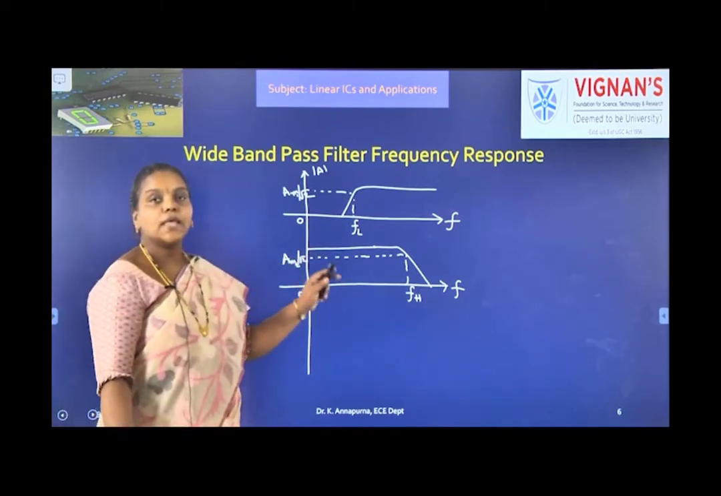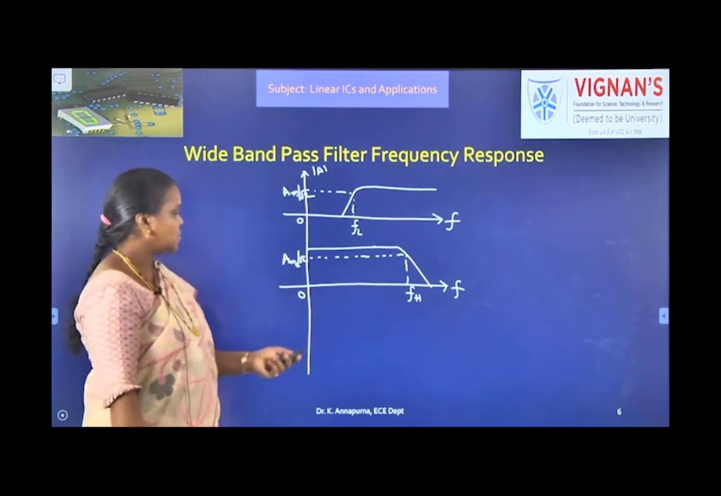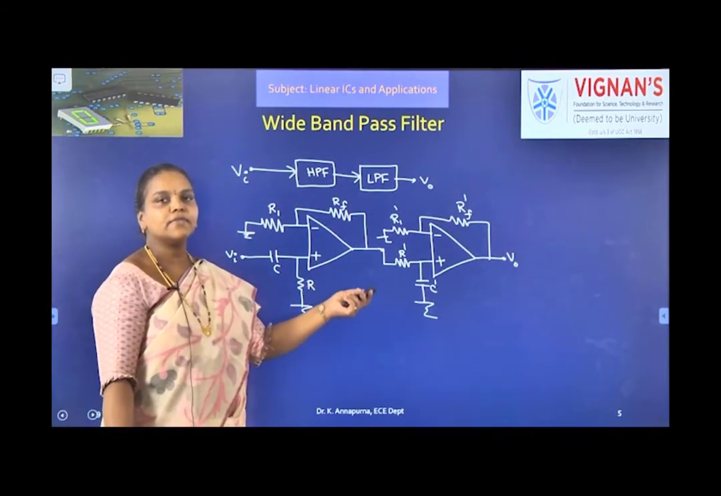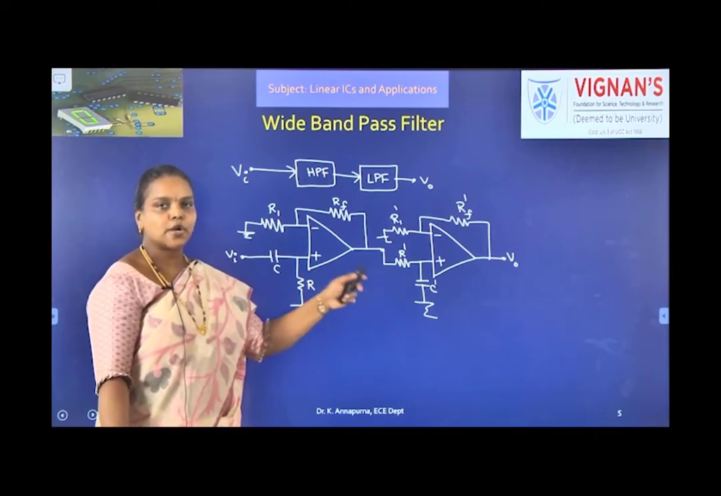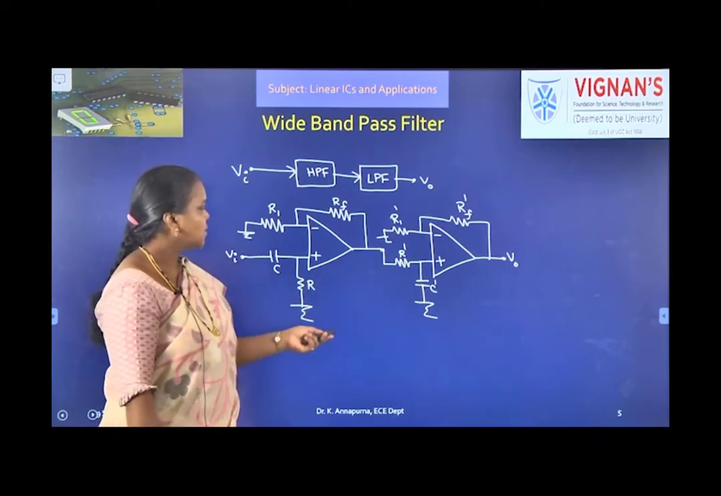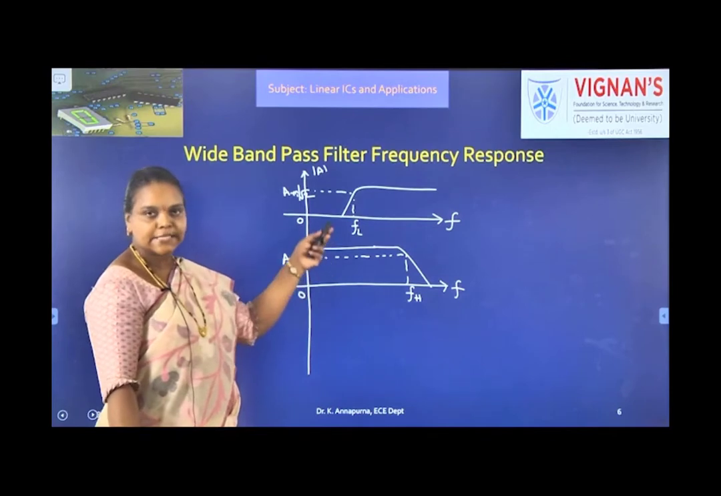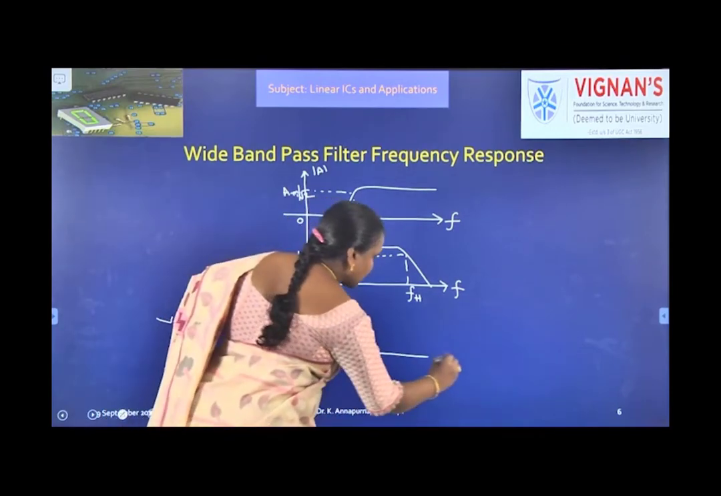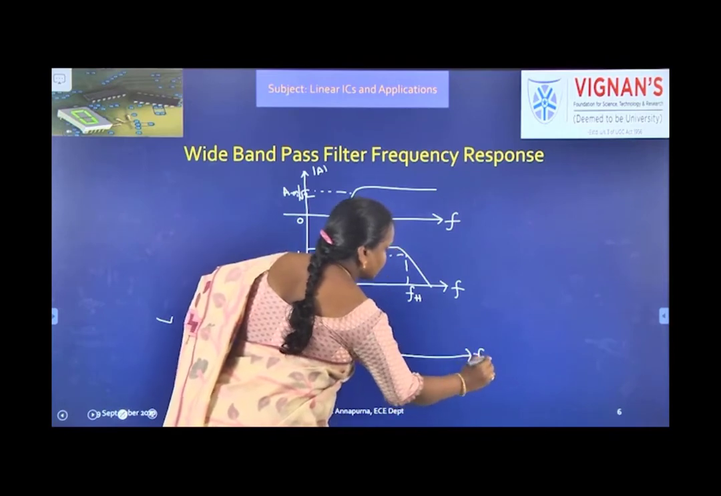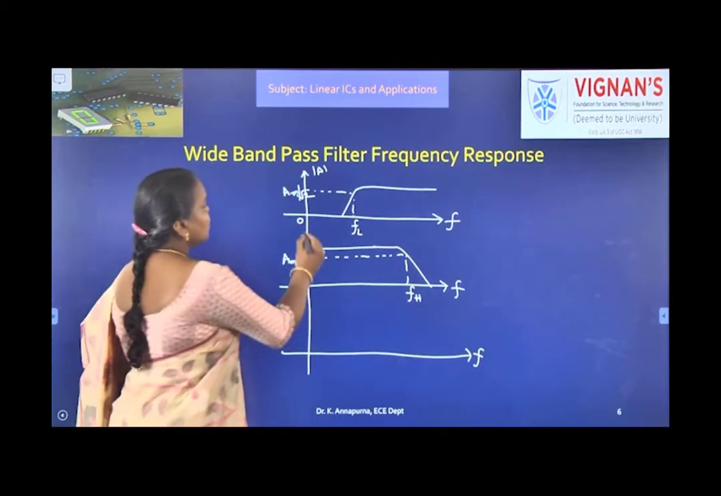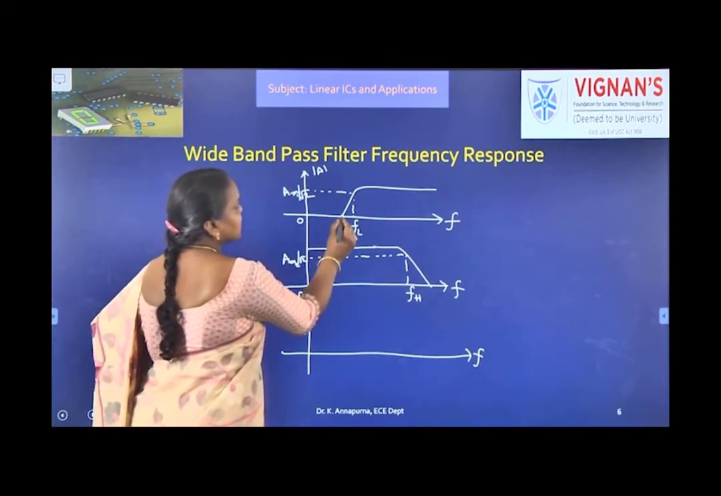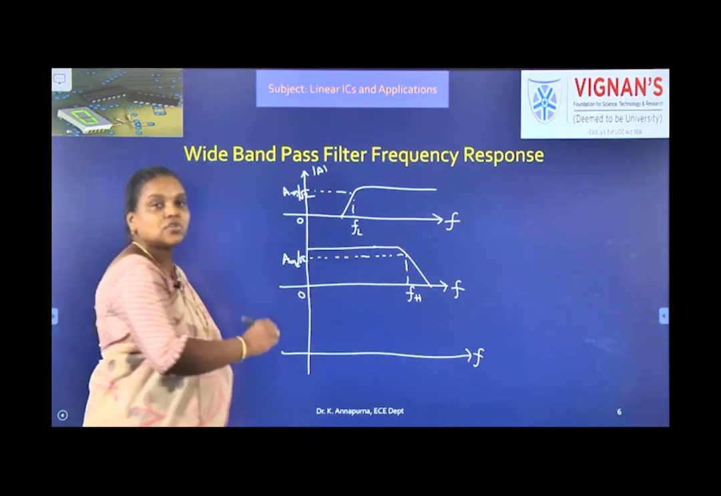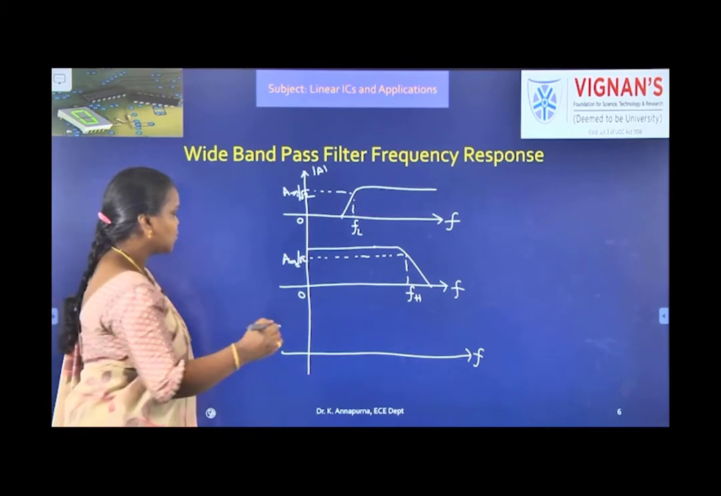Okay, now they are connected in cascade, right? See, their connection is cascade. So in cascade, what is the overall gain? It is the product of individual gains. So if you multiply these two gains, these two responses, that is the final output response. Now from 0 to this frequency, what is the gain? It is 0 and it is some constant. So 0 into something means you will get 0 only.